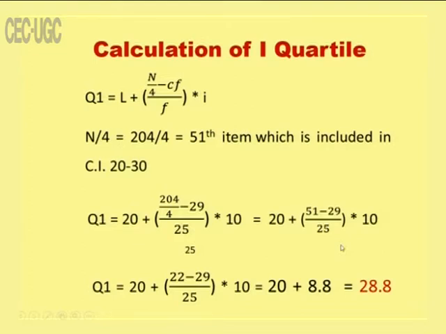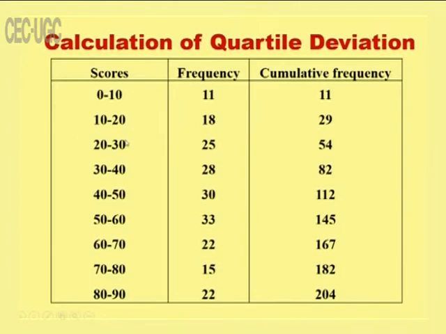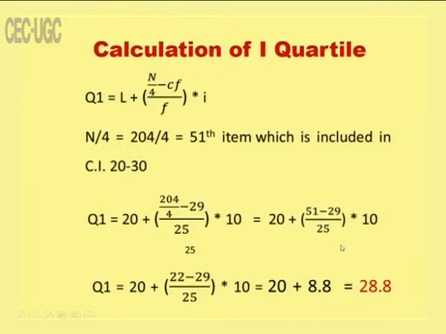So, again let me repeat, L is the lower point of the class interval which has the first quartile, n is the total number of items, Cf is the cumulative frequency of the class prior to the first quartile class, f is the frequency and I is the class interval. If you put in all the values, we get the first quartile as 28.8. You can check it also, because as we have already seen, the point is somewhere around 51, that is from 20 to 30, so it is exactly 28.8.